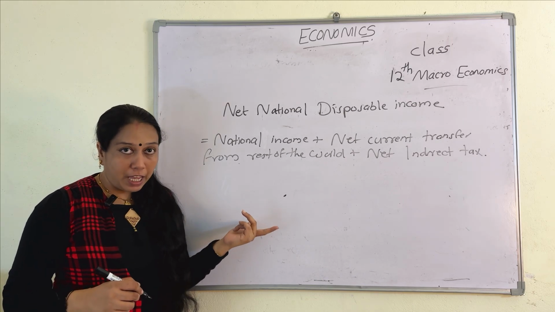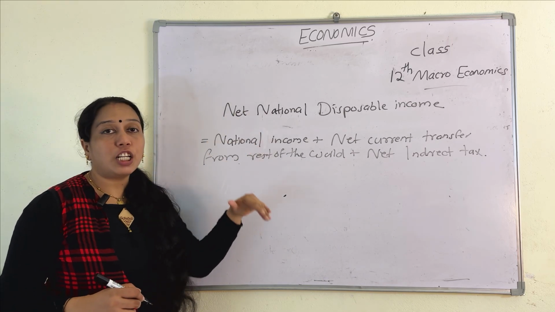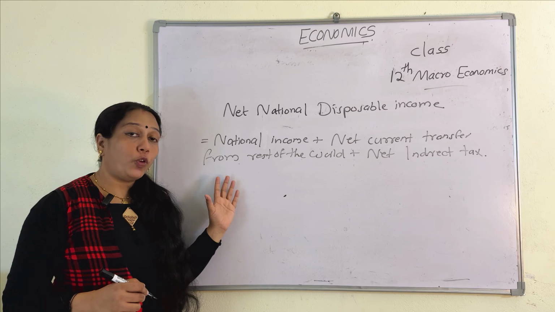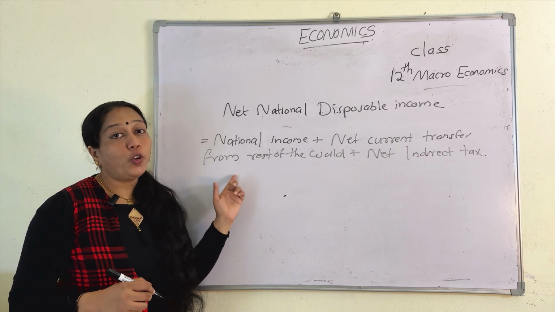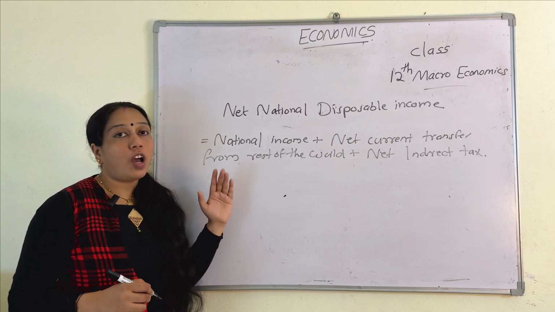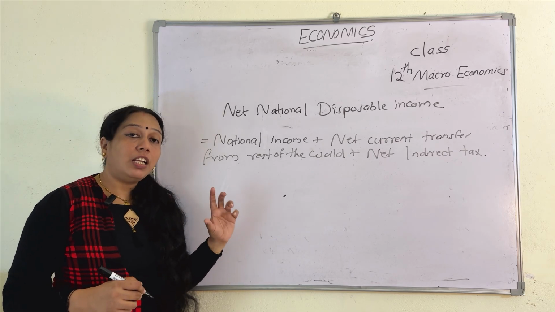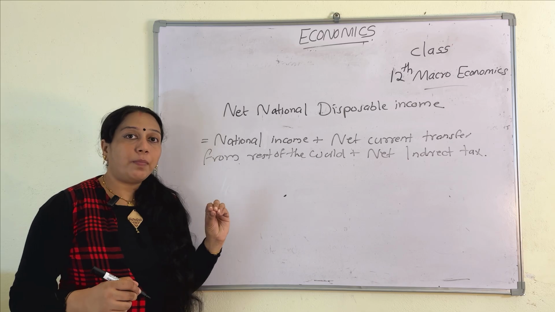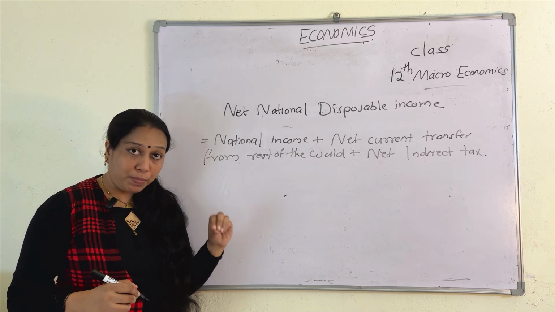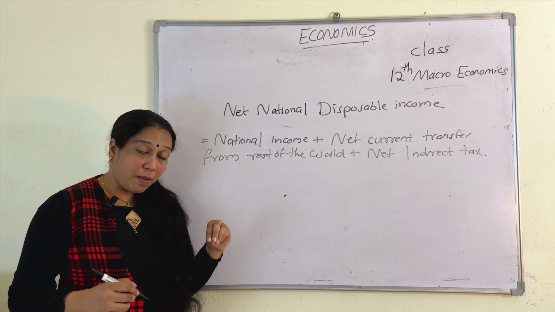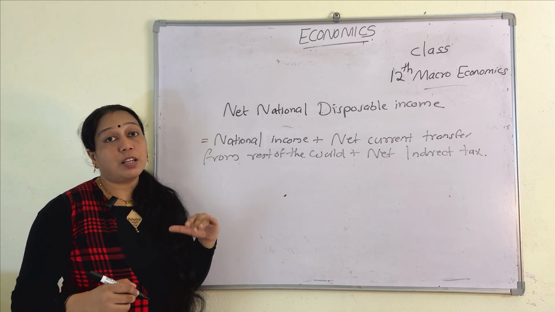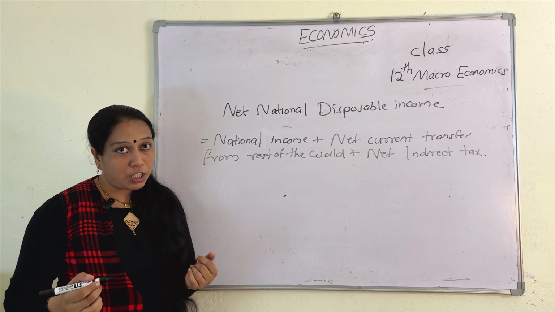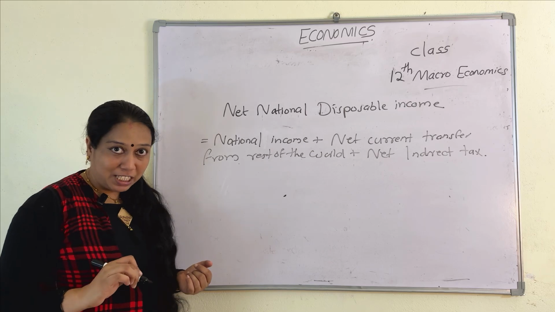Suppose in the question paper they are asking gross national disposable income, you already know how to make net to gross. How to make net to gross? You have to add depreciation. Depreciation's other name is consumption of fixed capital. Sometimes in the data they directly give depreciation. Sometimes instead of that they give consumption of fixed capital. Consumption of fixed capital means depreciation.